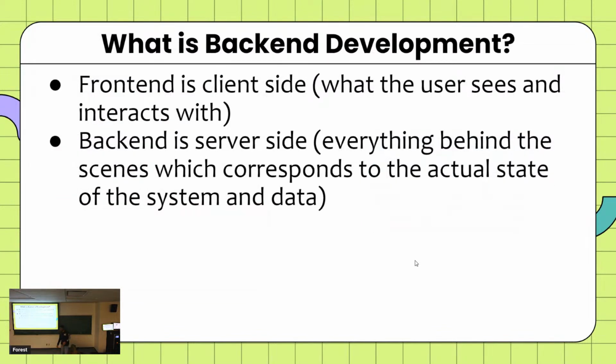All right. So now we can move to the second part of the workshop, which is what is backend development. You may have heard the term thrown around a lot and not really know what it means. Well, there are two important distinctions to make, which are the front end and the back end, and then full stack, which is close. The front end is the client side, so that's what the user sees and interacts with. This is your web page or any interface that you're using, any type of thing that's connected to the web. Everything that you're interacting with on your computer is considered the front end, and everything that happens behind the scenes is the back end, the server side. Everything behind the scenes corresponds to the actual state of the system and the data.